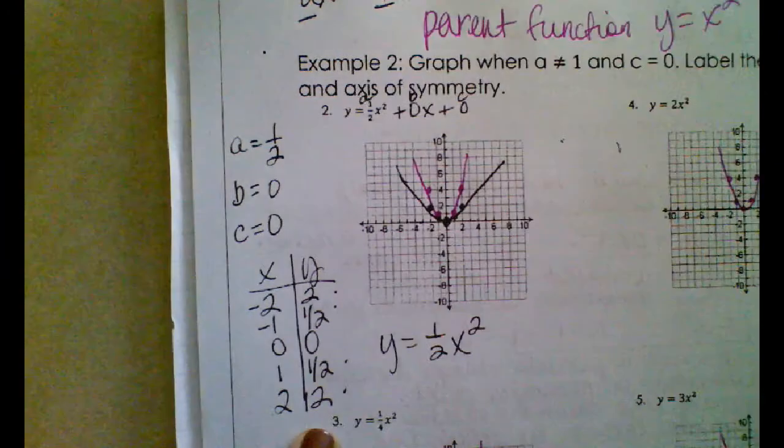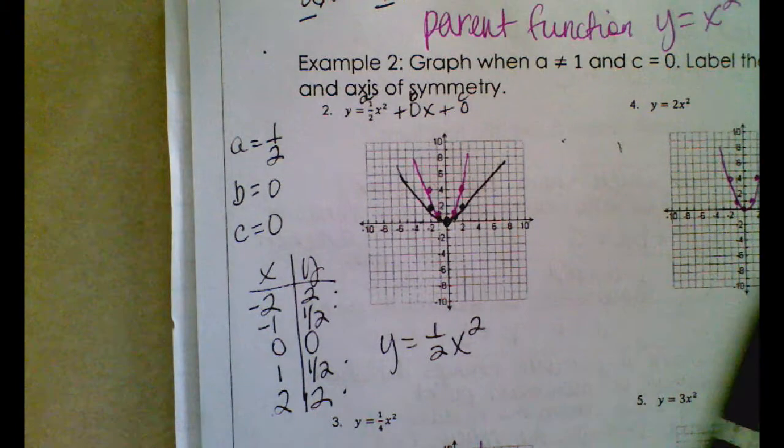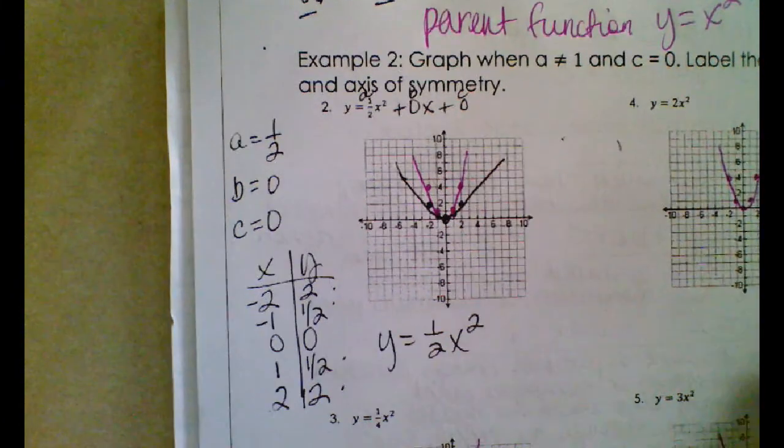So now there's my parabola. What did it do from the parent function? How did it transform it? You're going to hear me use that word a lot. Give me a description for the black one compared to the purple one. It made it wider? It made it flatter, right? There's a word that we use called compress.